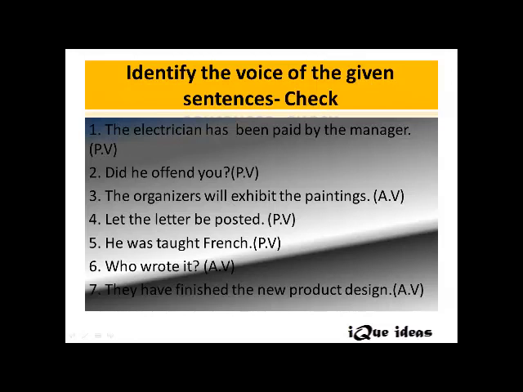Next one, "Who wrote it?" Is "wrote" in 3V form? No. And do you have a "by" here? No. Do you have a helping verb here? No. So the sentence is in active voice. Let's look at the last one. "They have finished the new product design." Right. Do you have the helping verb "been" here? We don't. Right. And we don't have the "by" also here. So the sentence again is in active voice.